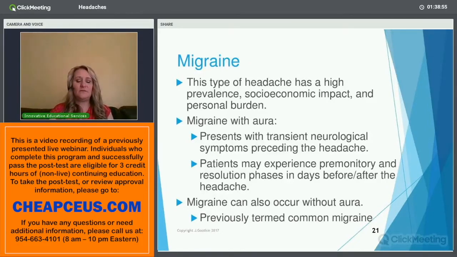Migraine is another highly prevalent type of headache. This is ranked as one of the third most prevalent reasons of disability for certain populations of individuals, and they say there's up to 28 million individuals suffering with migraine. So this is a pretty significant impact that, again, we're seeing in these patients.